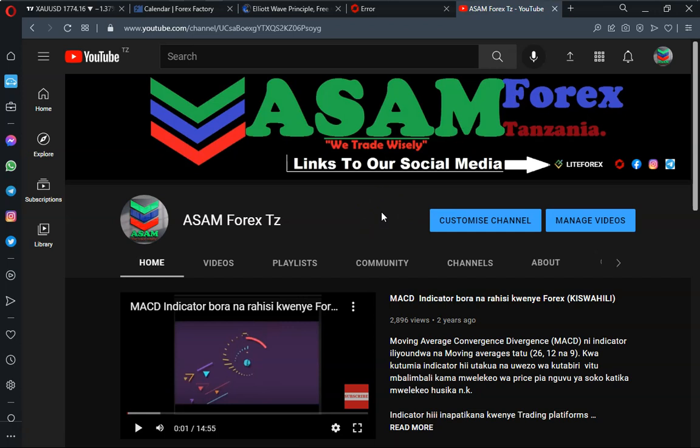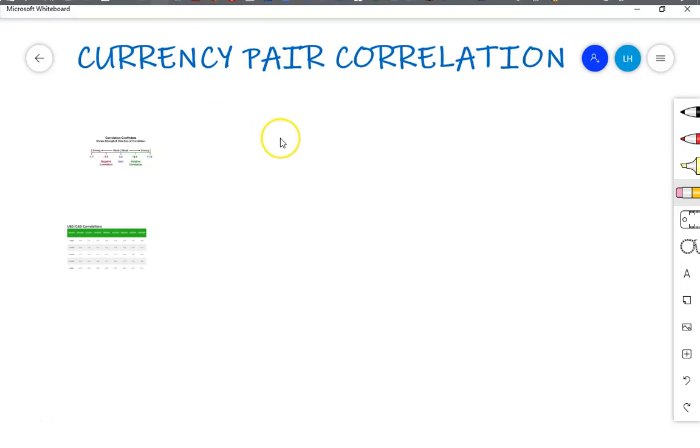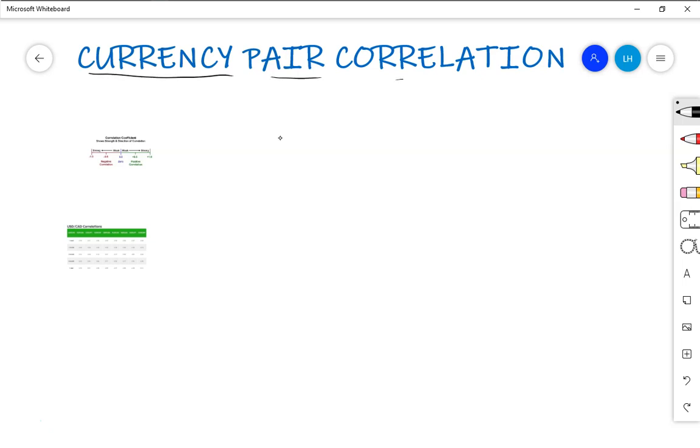So now, welcome to another session, and our session today is all about currency pair correlation, or correlation among currency pairs. Today we are going to learn something new that I have always been using in my analysis, but when I tell people how I use it, some of them are not aware of how it works. So today I'm going to introduce it and show you how to use it. It is currency pair correlation.